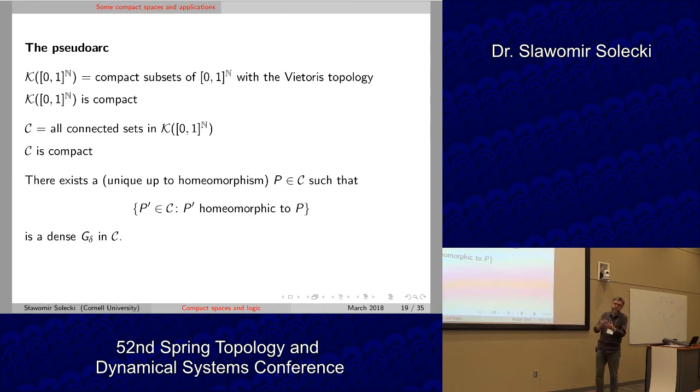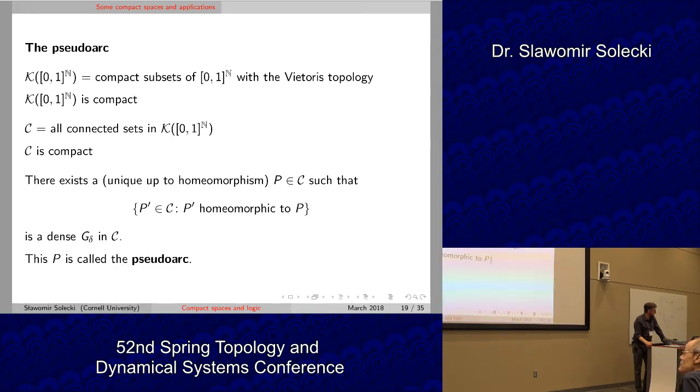Notice that this property completely determines P, because if I had P1 and P2 of this sort, these sets would be dense G-deltas. By Baire category theory, they would intersect, so they would have a common copy, so they would be the same object. In any case, that's the pseudo-arc.